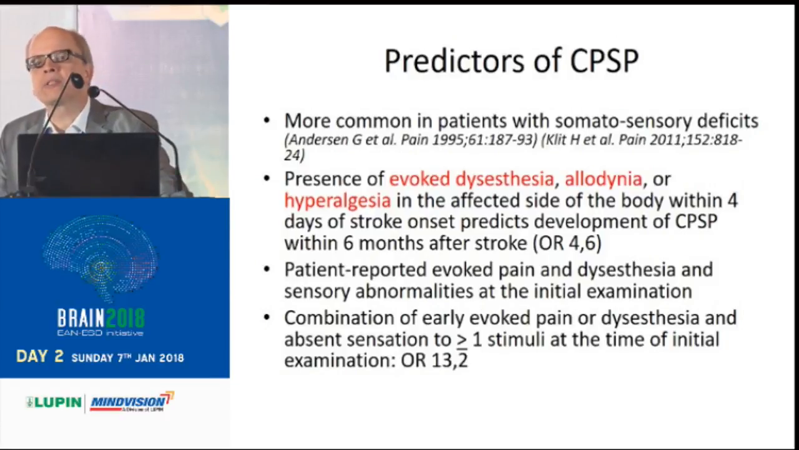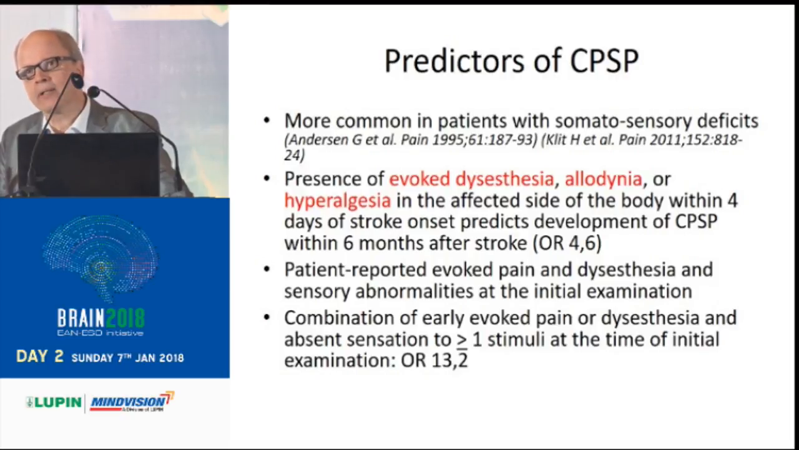Can we predict, if we see our patients who have developed stroke, which patients develop central post-stroke pain and which do not? There is some information coming from recent Danish studies. And I already mentioned to you that it seems to be much more common in patients who have somatosensory deficits. One important finding in this study was that if within the first 4 days of stroke onset we find evoked dysesthesia or allodynia or hyperalgesia, these three things predict the development of post-stroke pain within the next 6 months after the stroke.